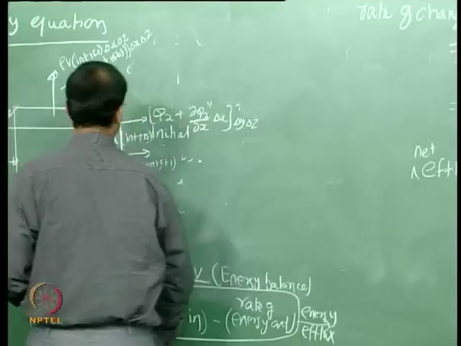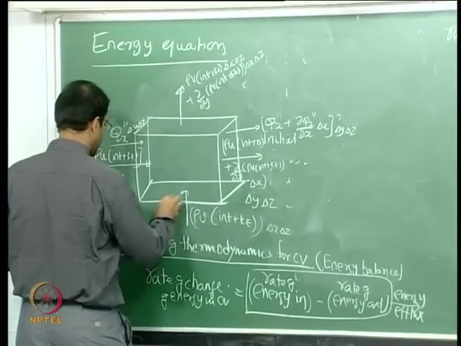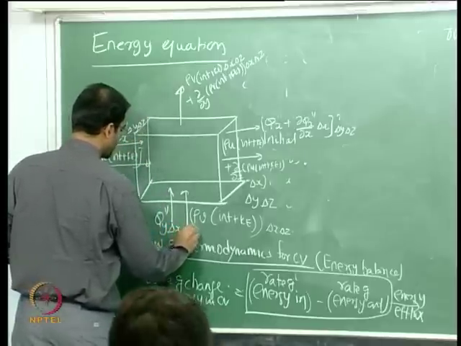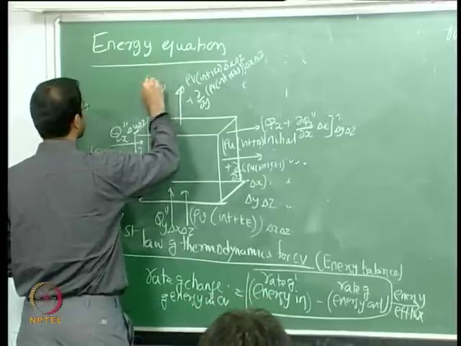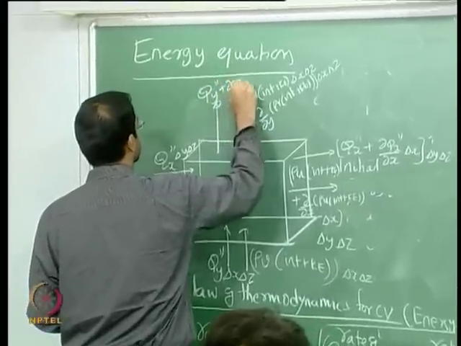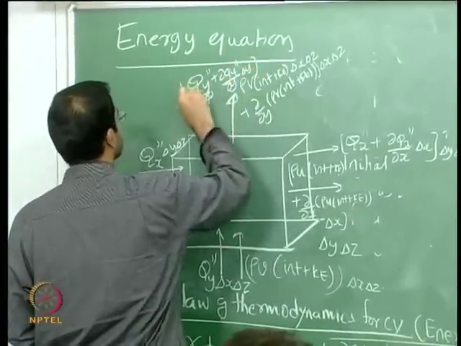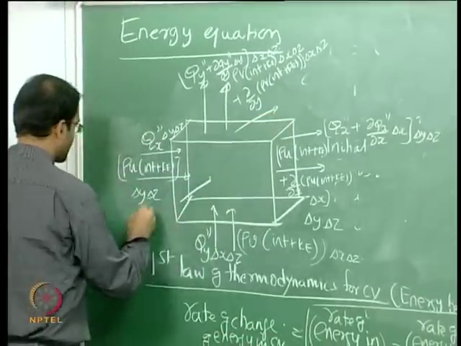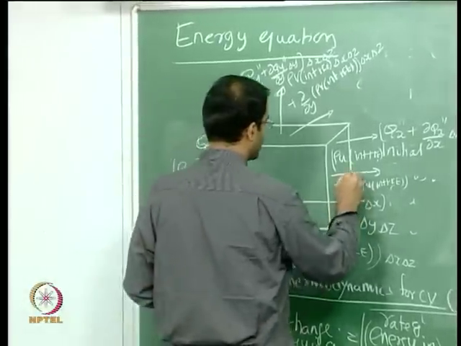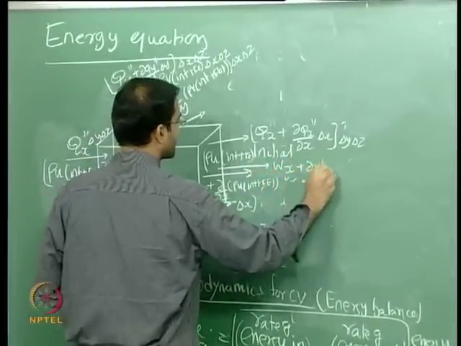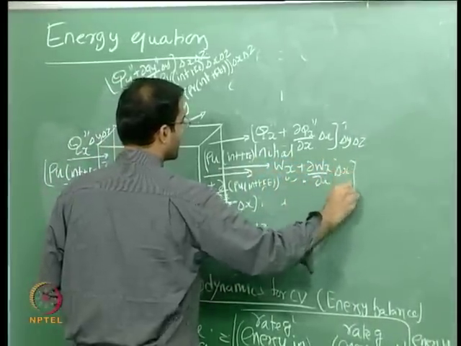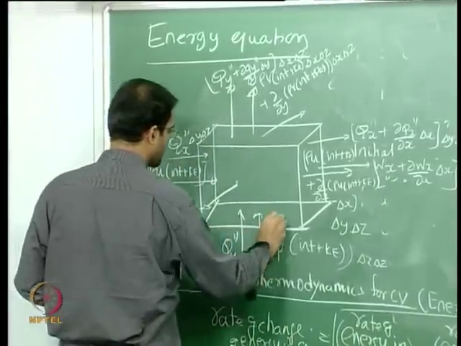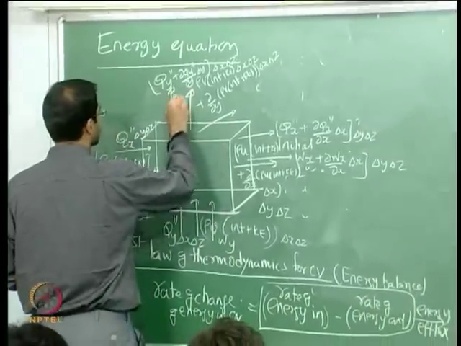So I will probably erase, okay. Similarly you have conduction of heat in the other directions as well. So I am representing the heat flux in this direction into delta x delta z as the heat transfer rate. And similarly you can express this, and also in the third direction you can do the same. Apart from this you also have work transfer, okay, which you can write down. So work transfer in both the directions, okay.